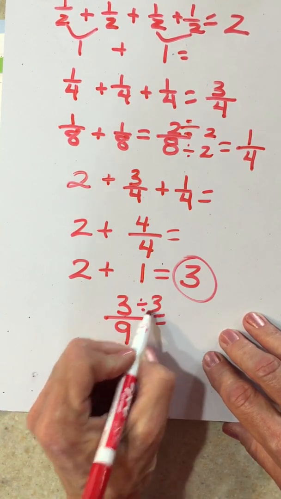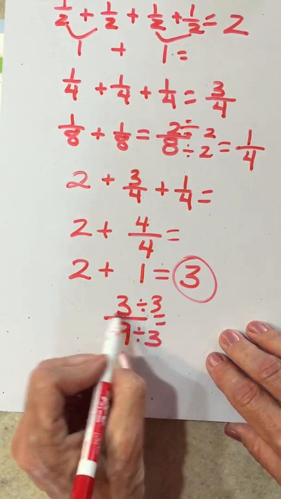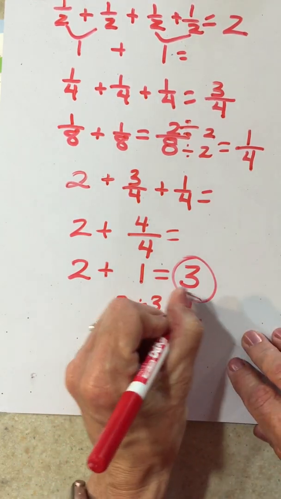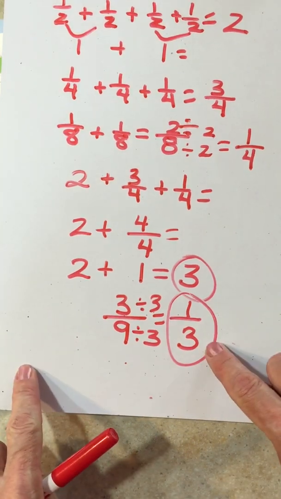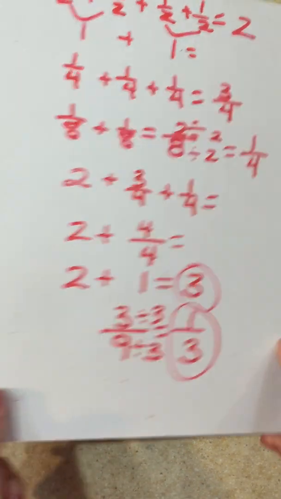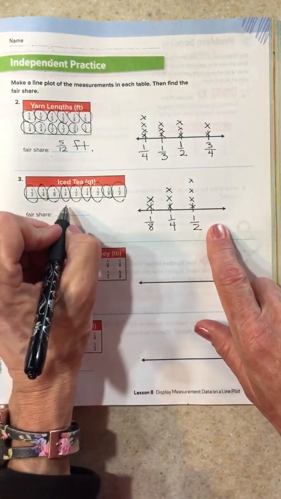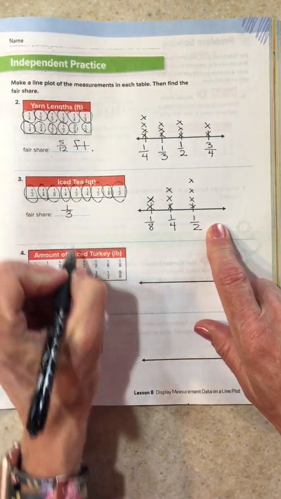3 divided by 3, 9 divided by 3. 3 divided by 3 is 1. 9 divided by 3 is 3. The final answer ends up being that the fair share is 1/3. The average of these numbers, the fair share, is 1/3.